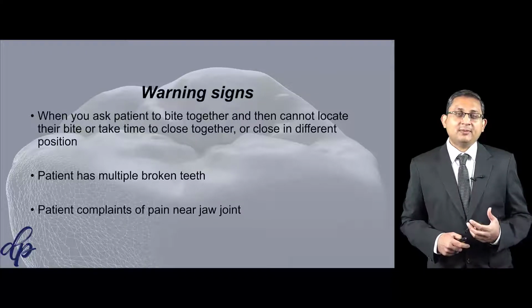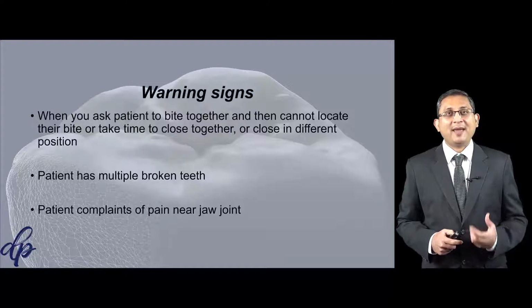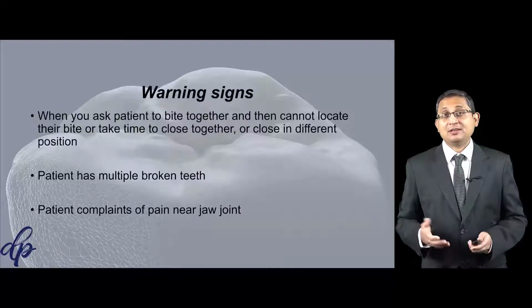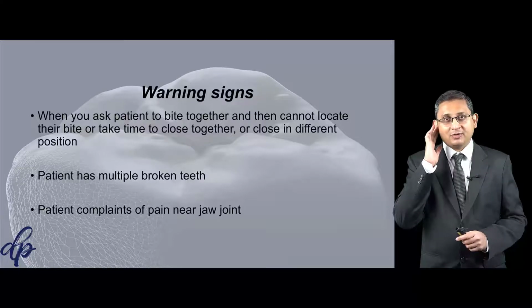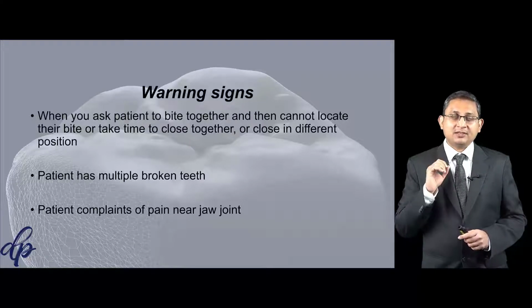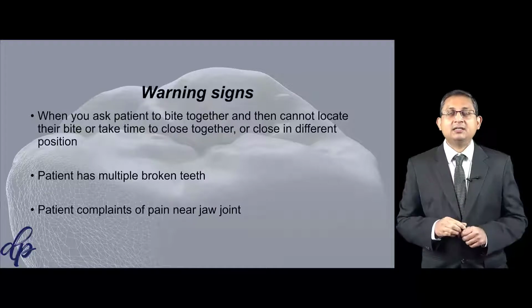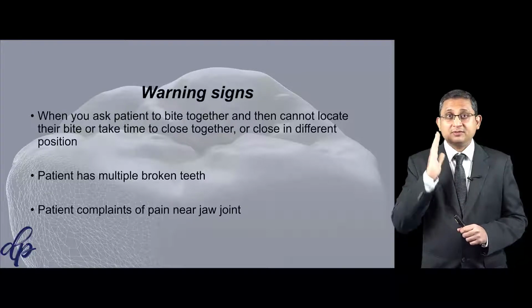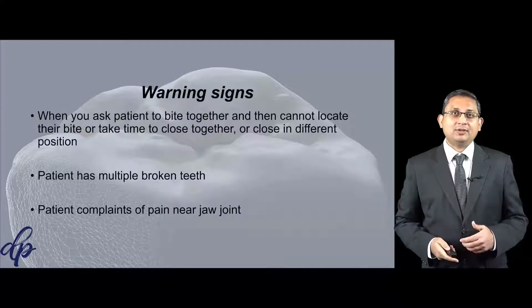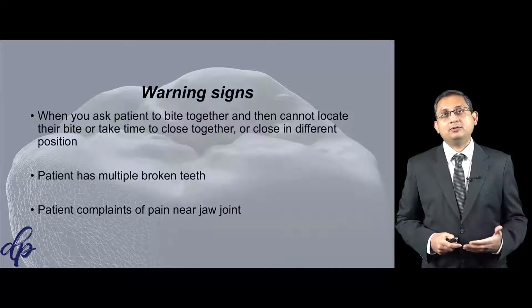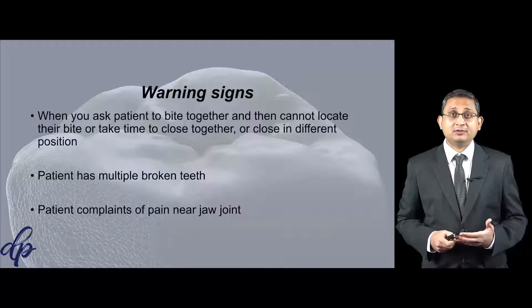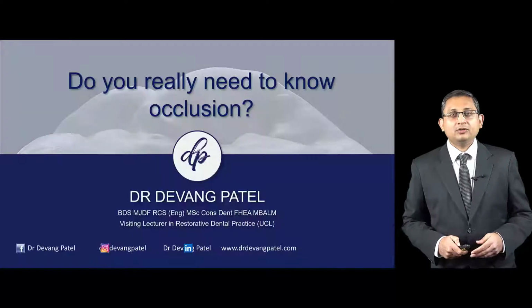And the third is when the patient complains of pain near their jaw. So if a patient comes to see you and says that when they open and close, they feel pain around the jaw, or if you ask the patient to bite together and clench really hard, and they feel pain around the muscles, then you need to make sure that you assess that patient thoroughly for occlusion. You should do a proper occlusal assessment before treating this patient for any comprehensive treatment.